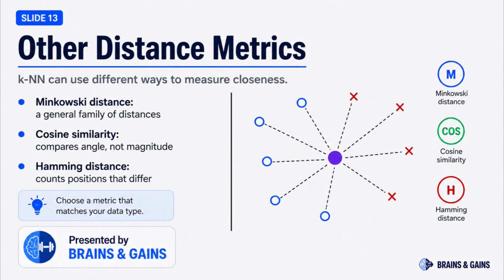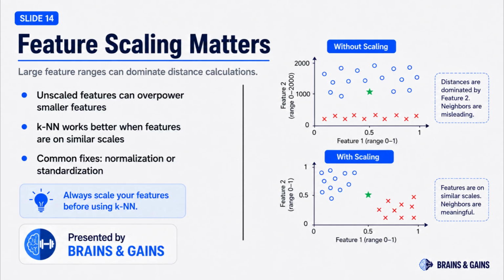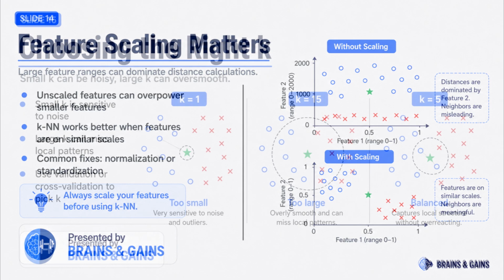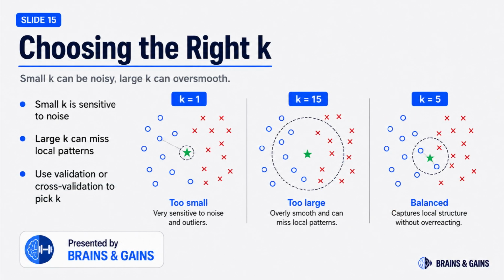KNN is not limited to Euclidean or Manhattan distance. Minkowski generalizes both. Cosine distance can compare vector direction, and Hamming distance is useful for binary or categorical style data. Feature scaling is extremely important in KNN. If one feature ranges into the thousands, while another ranges from 0 to 1, the larger scale feature can dominate the entire distance calculation.